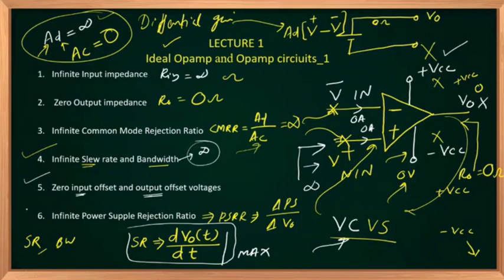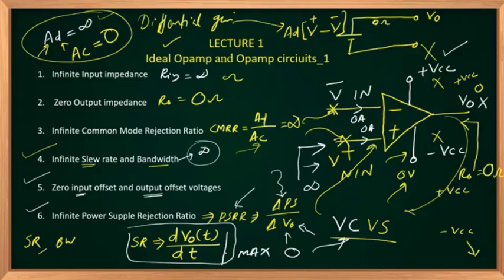Sixth one, and that we are not dealing with, is infinite power supply rejection ratio, PSRR, and that we are not going to discuss. That's a definition. Infinite power supply rejection ratio. It's nothing but change in power supply in the numerator upon change in output signal due to that change in power supply. So we are expecting a zero value at the denominator.